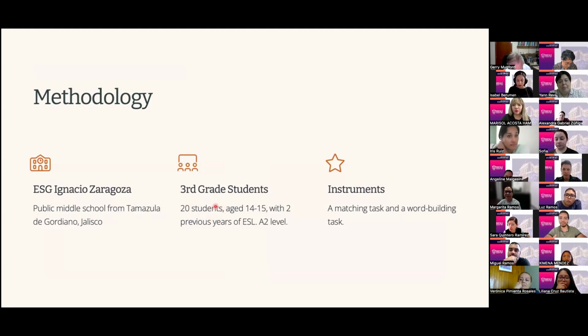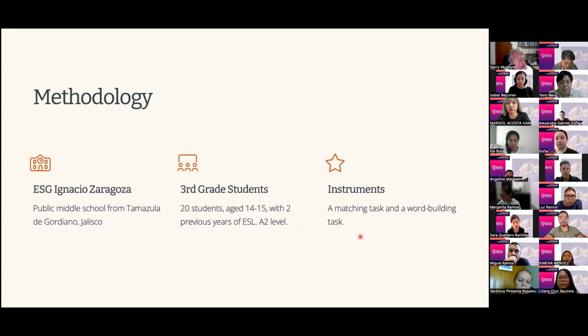So the participants are third grade students, aged 14 to 15. Well, they primarily have taken 2 years of English as a second language. That means they have an A2 level. And this is an estimated amount of students, 20. Sometimes there are more students, sometimes there are less. That depends on the group, but it's usually around 20 students.